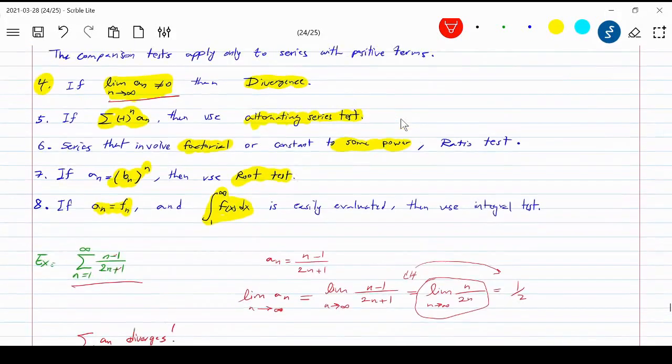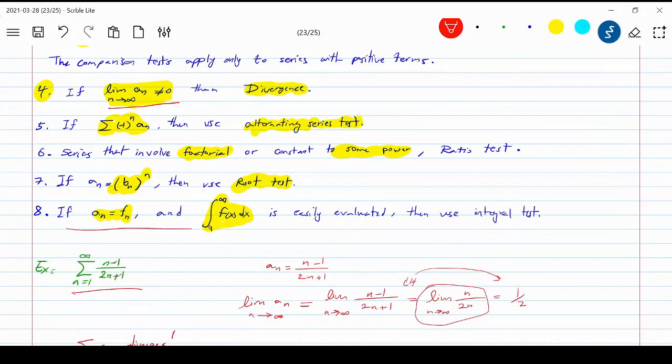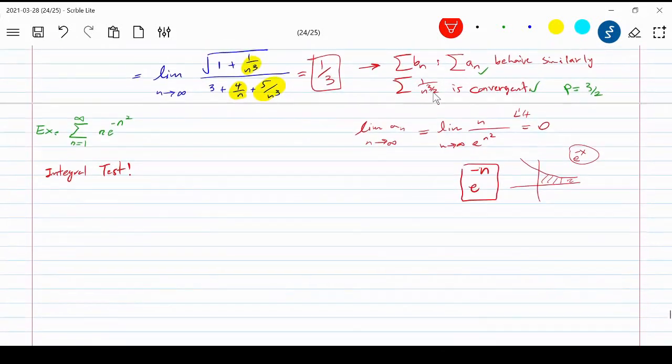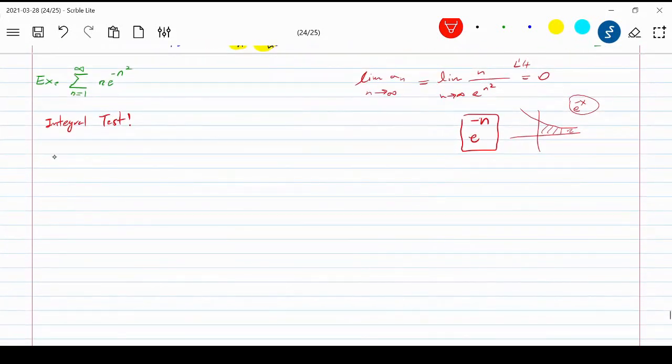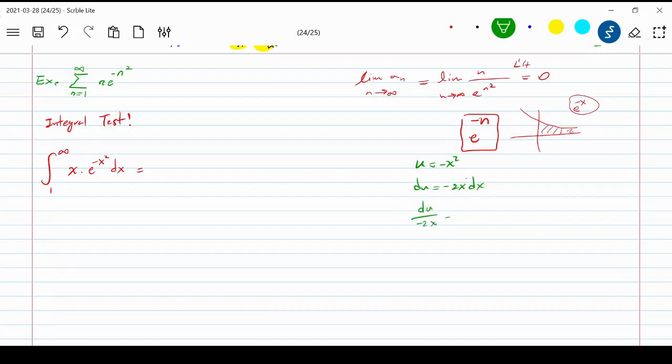Right, this was using the integral test, because now I can see that I can calculate that integral quite easily. What is the integral from 1 to infinity of x e to the negative x squared dx? The function that we pick is x e to the negative x squared. And you can use a substitution. I'll let u equal negative x squared, du would be negative 2x dx. Therefore, du divided by negative 2x is dx.